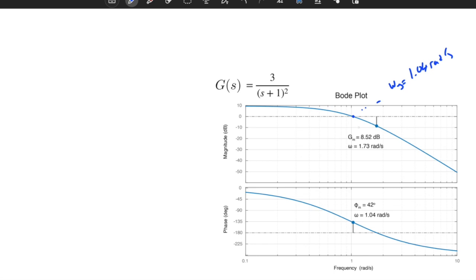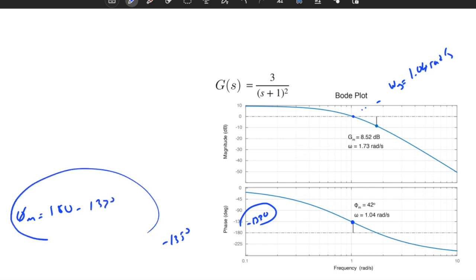So we look at this frequency, and I look at the phase at this frequency, which is approximately minus 135 degrees. It's a little bit below that, maybe minus 133 degrees or something like that. So what is my phase margin? Phase margin is equal to 180 degrees minus 132 degrees.